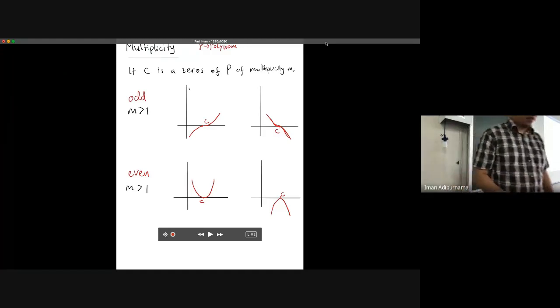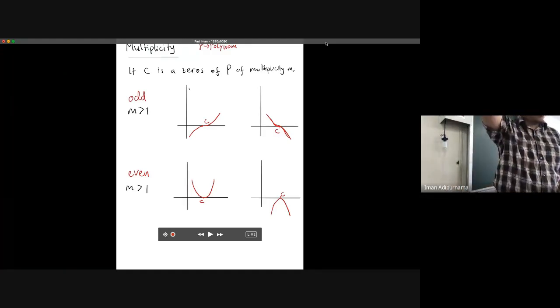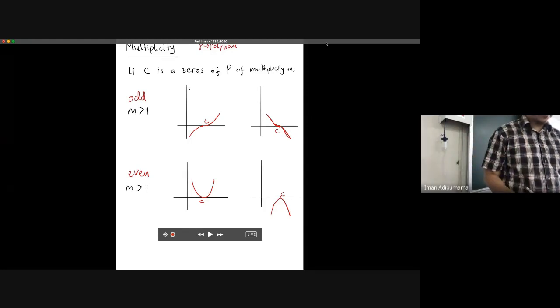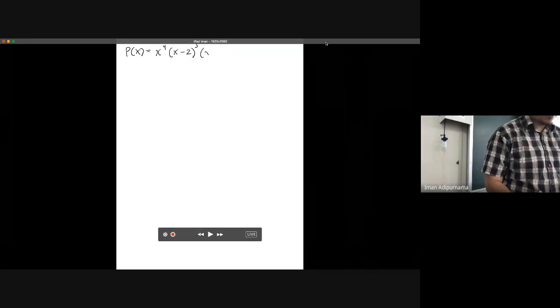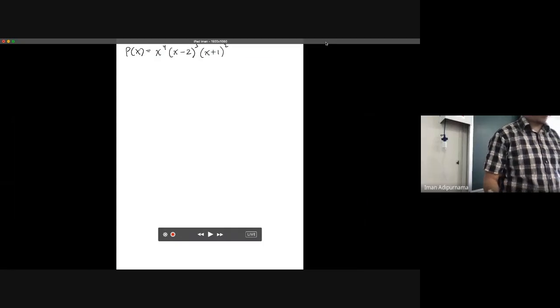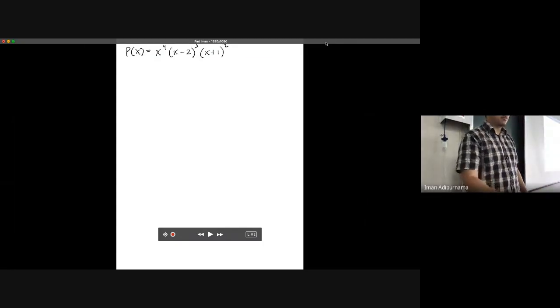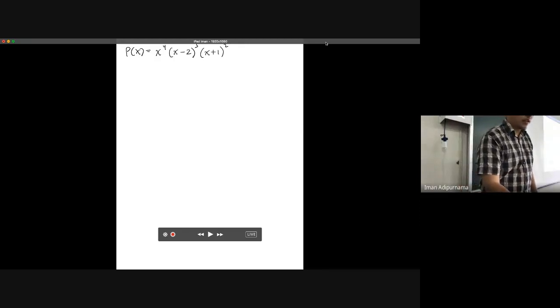Okay, so what does it mean, or what can we do with the multiplicity? If you have a polynomial function, let's just say the polynomial function is x to the 4, times (x minus 2) to the 3, times (x plus 1) squared. This is also a polynomial function. And this 4, 3, and 2, this is our multiplicity, our m.